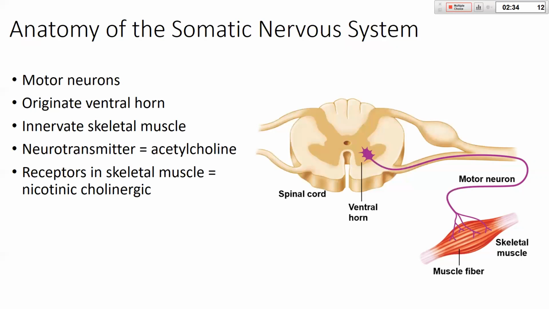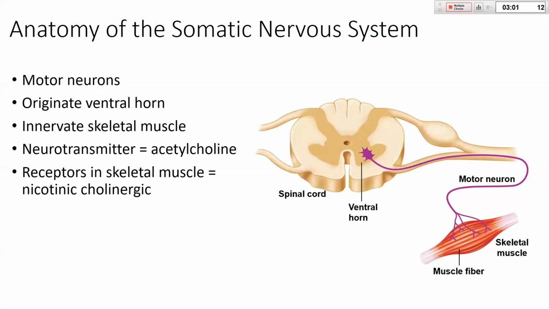Now it's going to originate from the ventral horn, which is this area of the spinal cord. Again, if we took a cross section of the spinal cord, we have our ventral horn, lateral horn, dorsal horn. The fibers of the autonomic division came from the lateral horn, whereas fibers of the somatic division are coming from the ventral horn. They're also exiting through the ventral root, which we also saw with the autonomic nervous system.